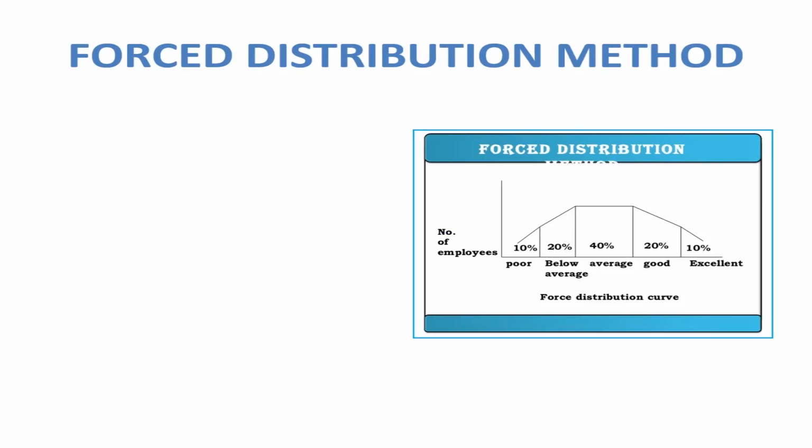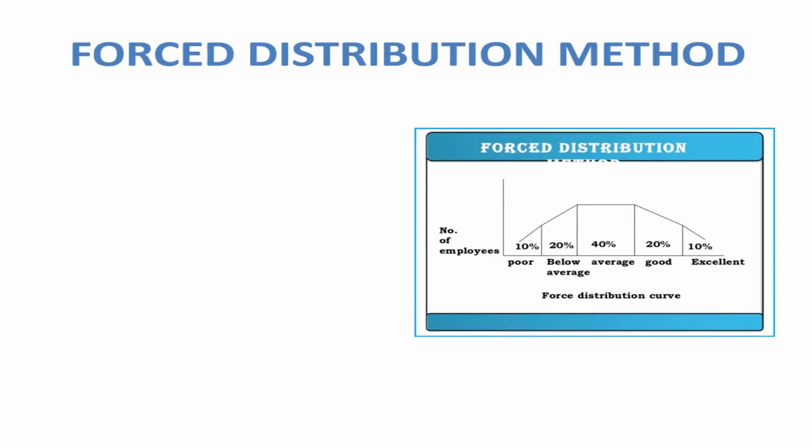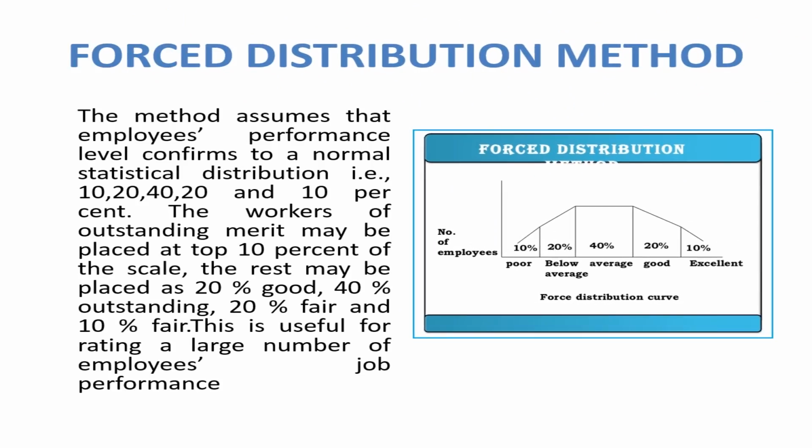Next is force distribution method. The method assumes that employees' performance level conforms to a normal statistical distribution, for example, 10, 20, 40, 20 and 10%. The workers of outstanding merit may be placed at top 10% of the scale. The rest may be placed as 20% good, 40% outstanding, 20% fair and 10% fair. This is useful for rating a large number of employees' job performance.